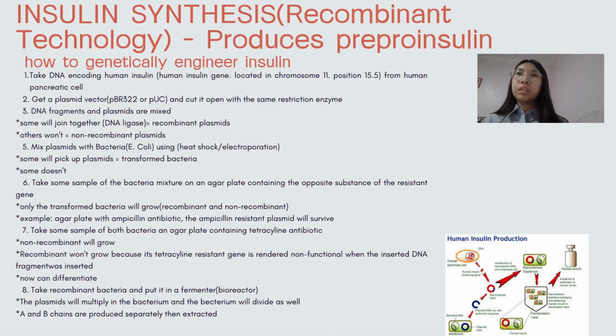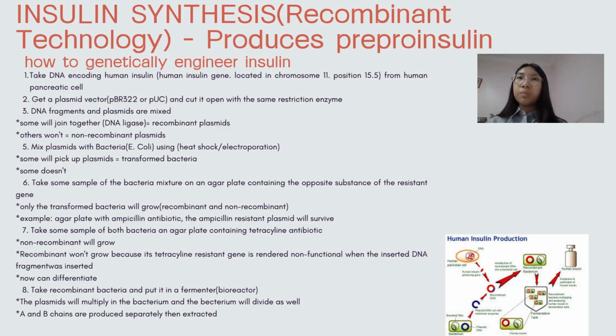So first, we have to take the DNA containing human insulin. Specifically, we're using the human insulin gene located on chromosome 11, position 15.5, from a human pancreatic cell. And then we have to get a plasmid vector. Usually, what's used is pBR322 or pUC. And then we have to cut it open with a restriction enzyme.